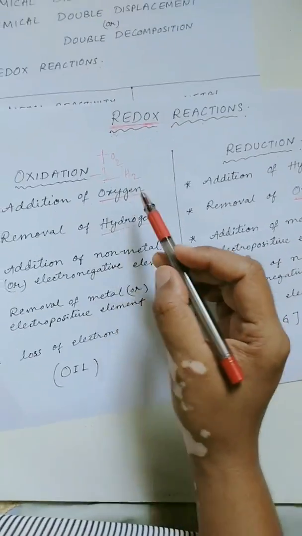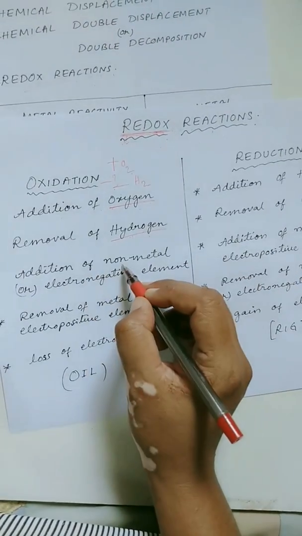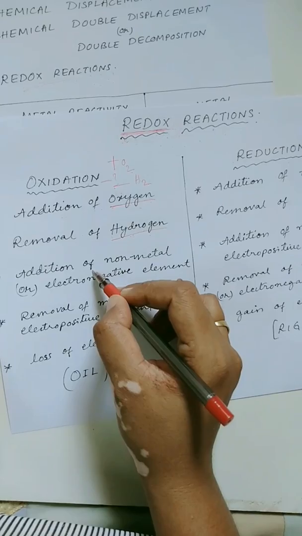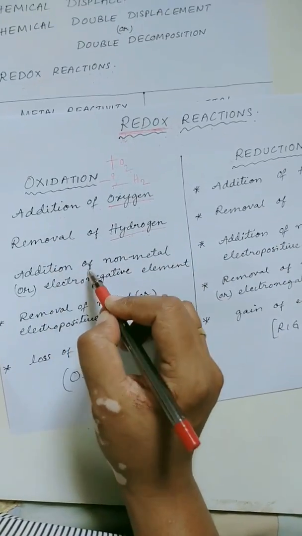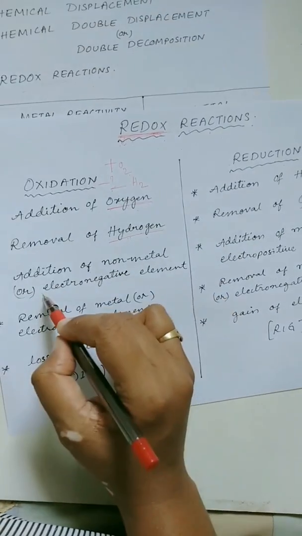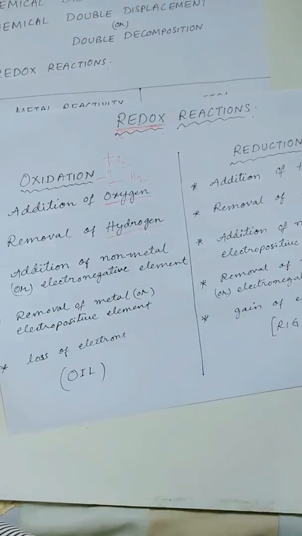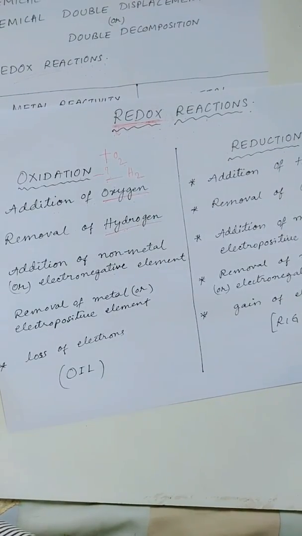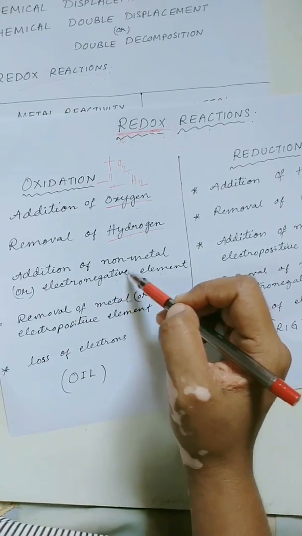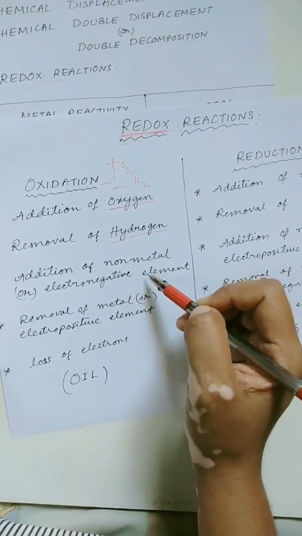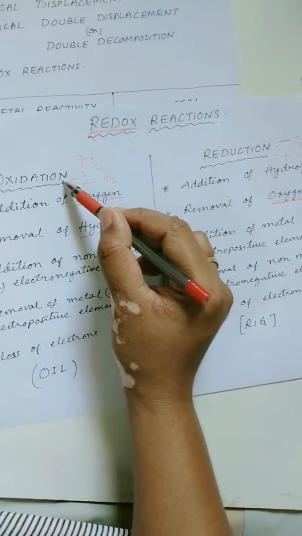Now, not just oxygen and hydrogen. If a non-metal is added, it is also oxidation. So, addition of non-metal or electronegative element, nothing but an element which gains electrons and becomes negatively charged. Such an element, if it is added, that is also oxidation.